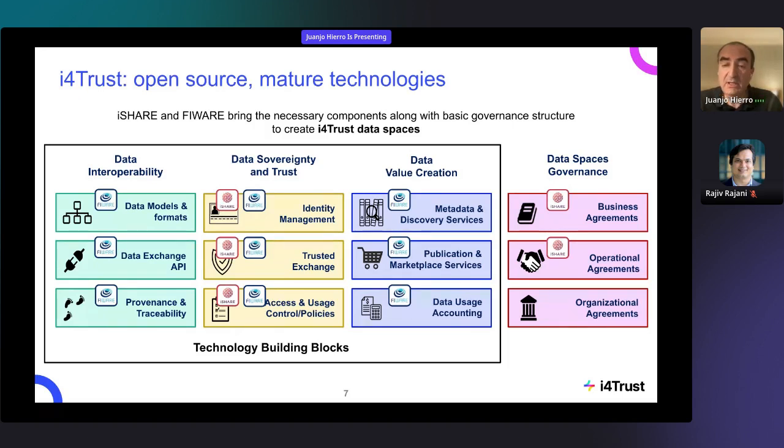Very importantly, and I want to insist on that, we do not only cover technology components, we also bring a number of business agreements and operational agreements that organizations willing to create data spaces can adopt for creating those data spaces. And the interesting thing is all these agreements and frameworks that iSHARE is providing, having already tested, are mature and are being used in real data spaces at the moment.